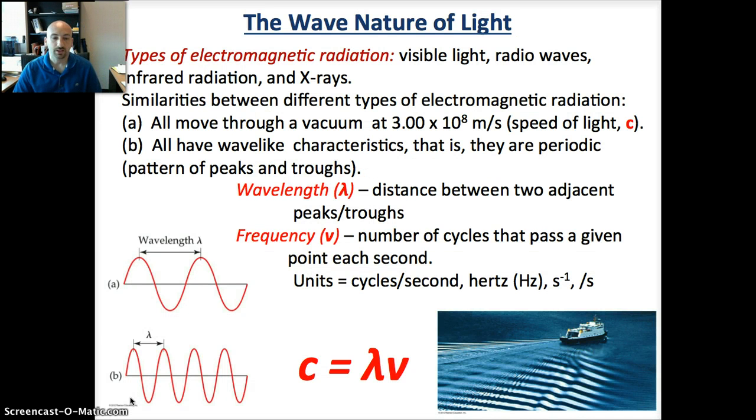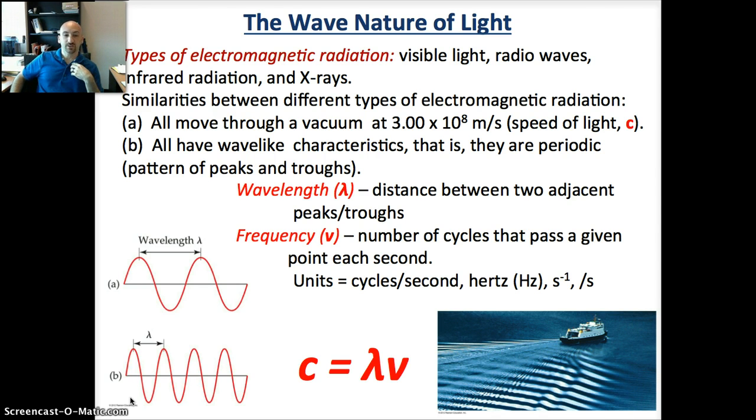So when we talk about light, we're talking about electromagnetic radiation. Electromagnetic radiation really just carries energy through space. There are many different types of electromagnetic radiation, such as visible light, radio waves, infrared radiation, and X-rays. They're similar in two major ways: they all move through a vacuum at 3 × 10⁸ meters per second, and they also have wave-like characteristics.